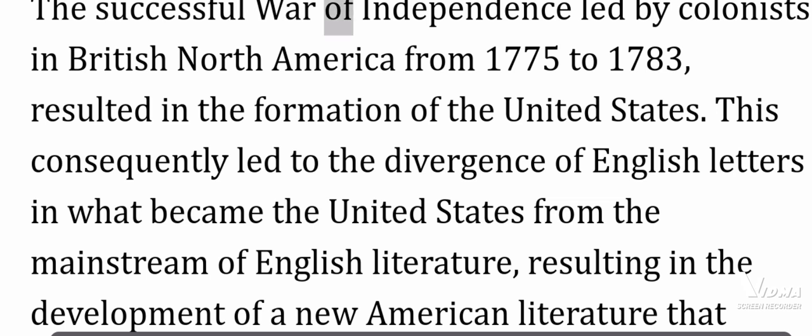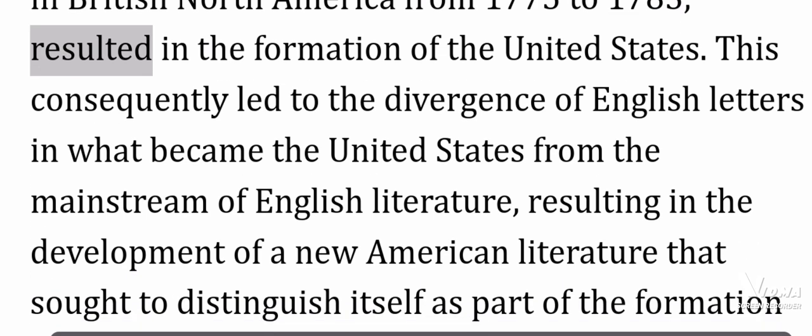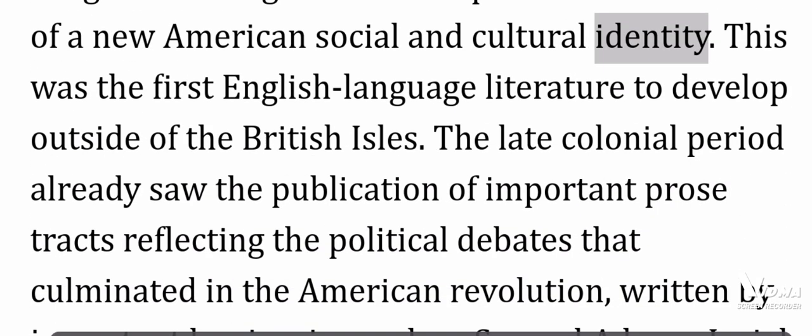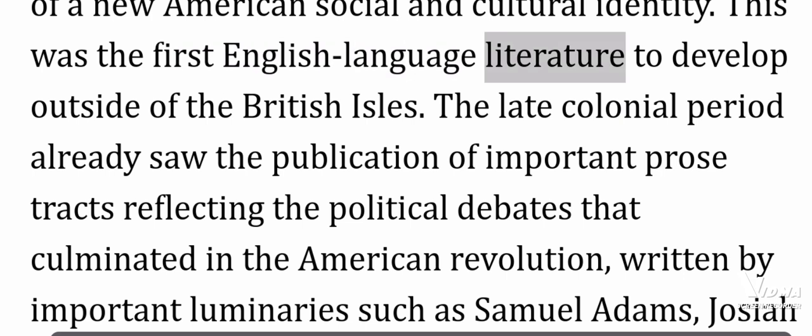The successful War of Independence led by colonists in British North America from 1775 to 1783 resulted in the formation of the United States. This consequently led to the divergence of English letters in what became the United States from the mainstream of English literature, resulting in the development of a new American literature that sought to distinguish itself as part of the formation of a new American social and cultural identity. This was the first English-language literature to develop outside of the British Isles.